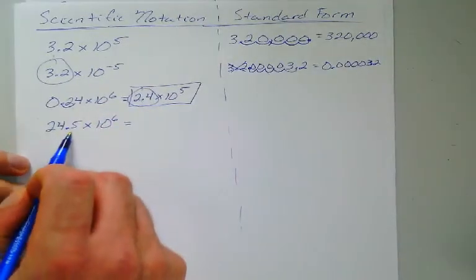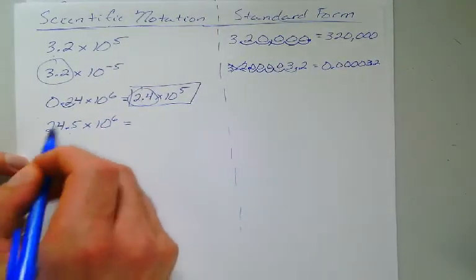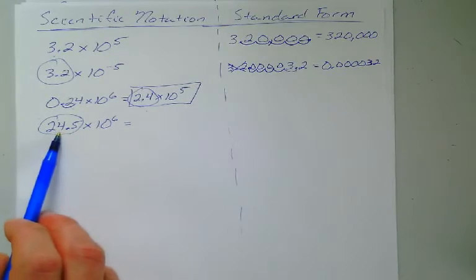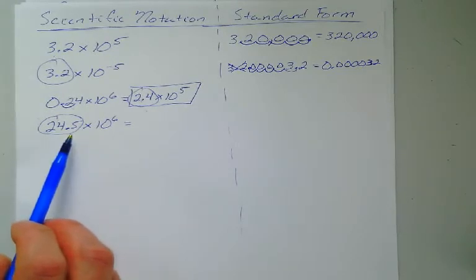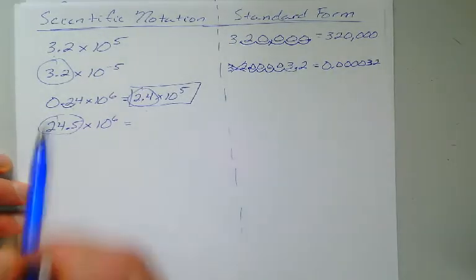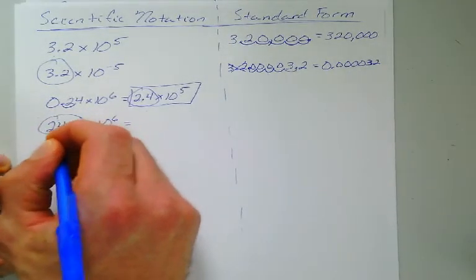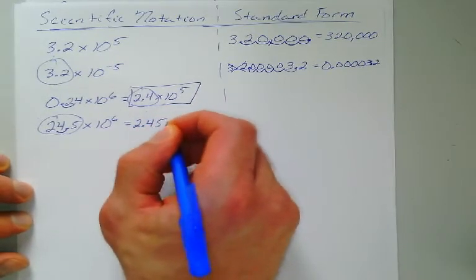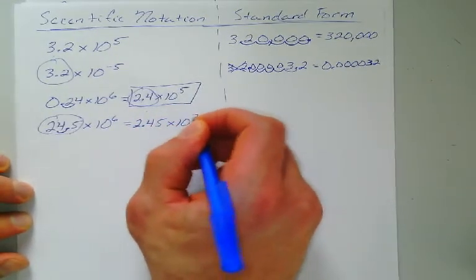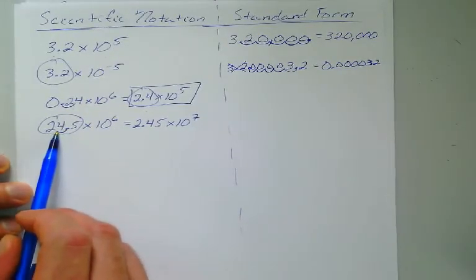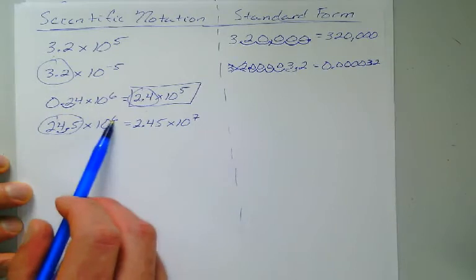This is an improper scientific notation, again, because this first factor is bigger than 10. It has to be greater than or equal to 1 and less than 10, so it really has to be between 1 and 10. It's too big, so I need to move the decimal left. It's going to become 2.45 times 10 to the 7th.